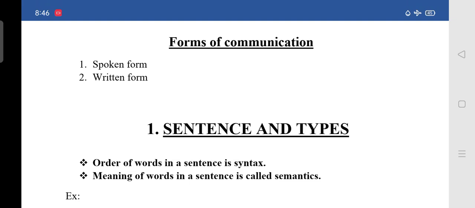Whereas written form may be a letter, a word, a sentence, or a text or passage. So I think you have understood what the forms of communication are. So here, now we are moving to the first part, that is sentence and types.